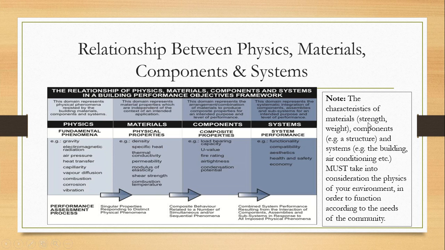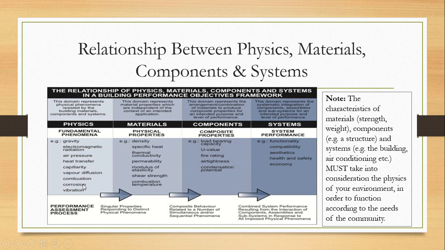The characteristics of materials, such as the strength and weight of the materials, the components of the building, such as the structure of your building, and the systems, such as the air conditioning, etc. These must take into consideration the physics of your environment in order to function according to the needs of the community. So we mentioned physics, materials, components, and systems. So each of these are related. So really what I would want you to do is to be able to pick from the list of examples and be able to explain how they're related to each other.